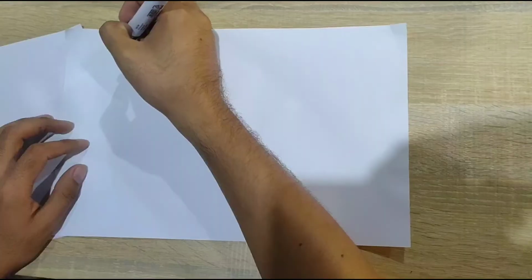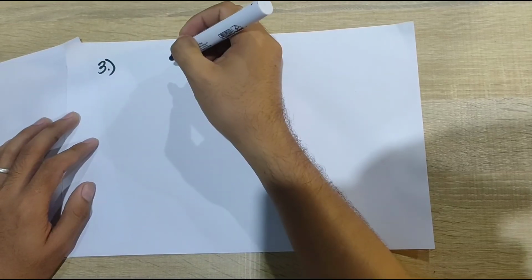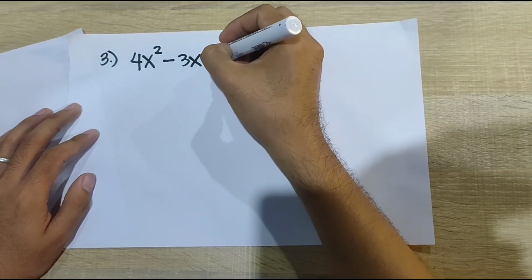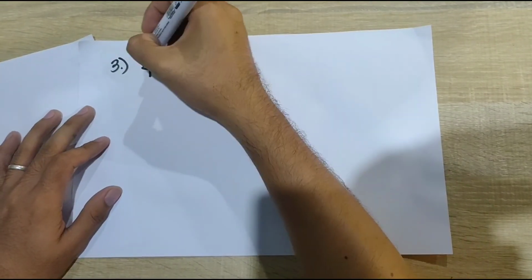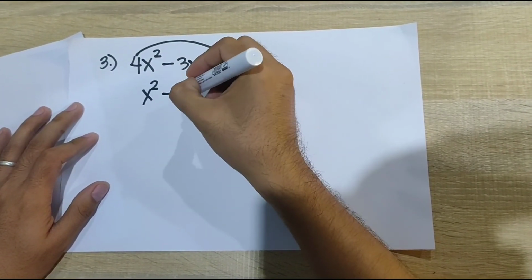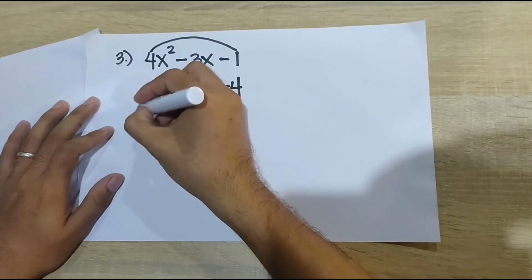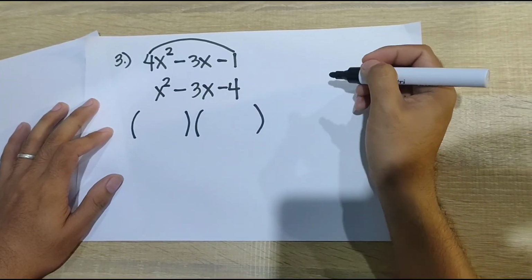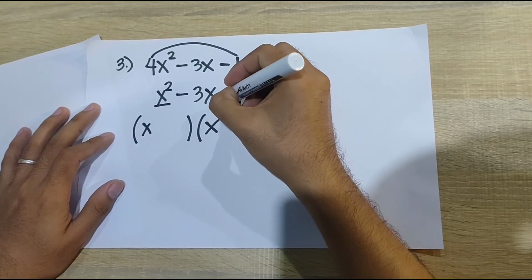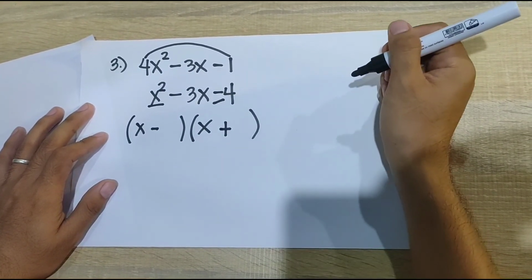Okay, let us proceed to the last example, number 3. We have here 4x squared minus 3x minus 1. And then we multiply 4 and 1. Then we rewrite: x squared minus 3x minus 4. And then we factor. So, we have here x and x. Since the last term is negative, the signs will be different. So, we have negative and positive.